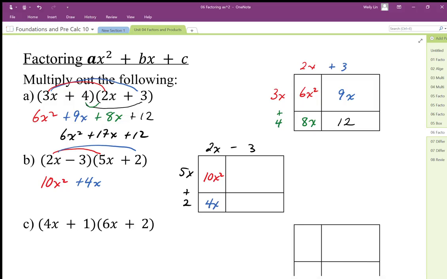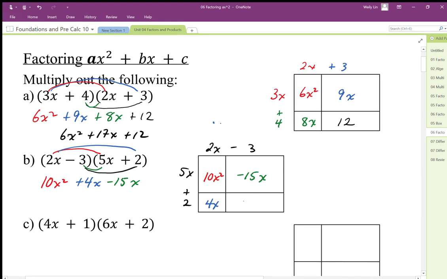I lost my pen, there we go. We have our negative 3 times 5x is minus 15x. So we have negative 3 times 5 is our negative 15x here, and then our final product is going to be the product of negative 3 times positive 2.